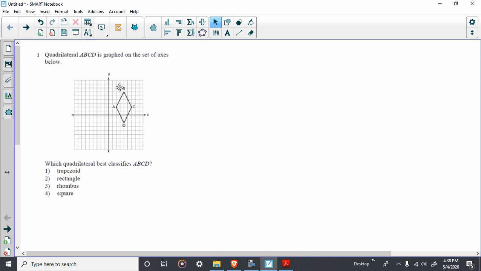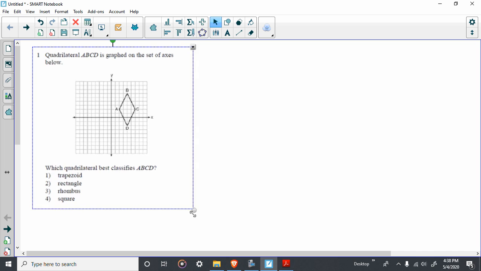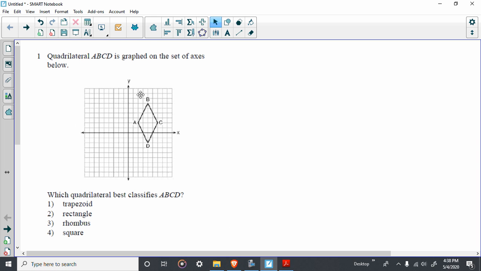So let's take a look at this, okay? It says quadrilateral ABCD is graphed on a set of axes below. Which quadrilateral best classifies ABCD? Is it a trapezoid, a rectangle, a rhombus, or a square? Well, what do we need to know to classify these things? First of all, we need to talk about whether the sides are parallel. As we talked about in class, what we're really looking for is the slope.